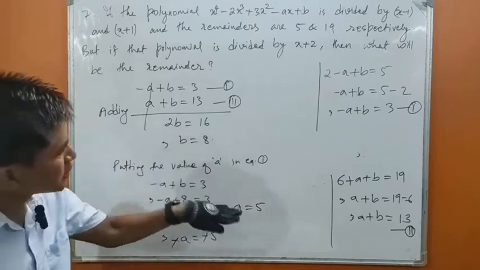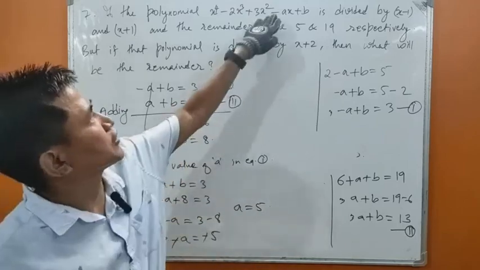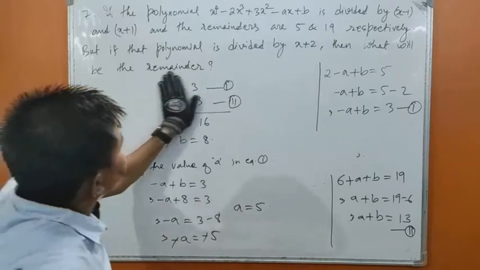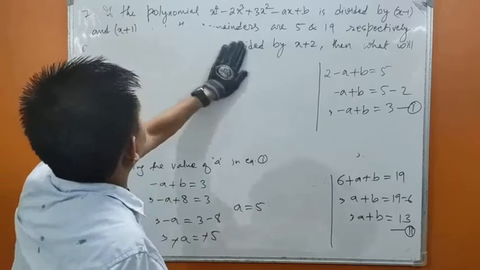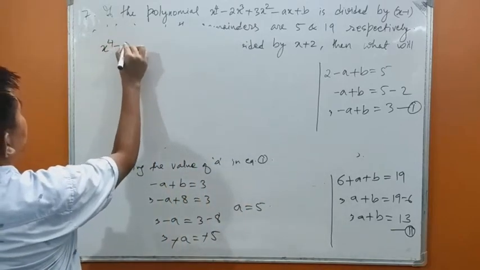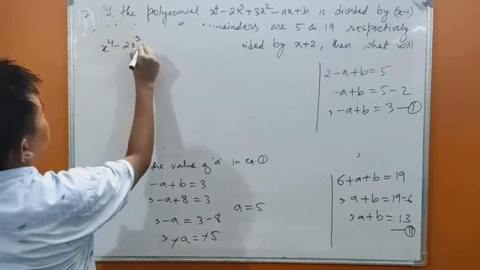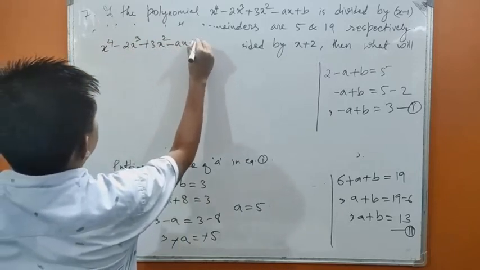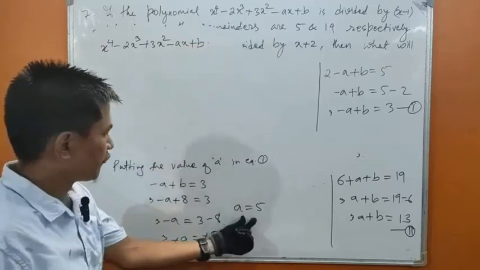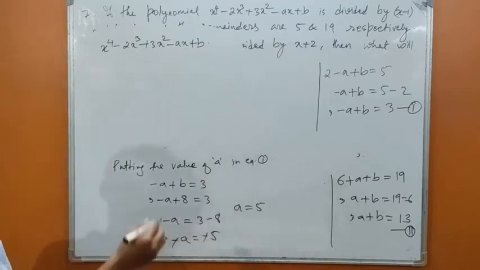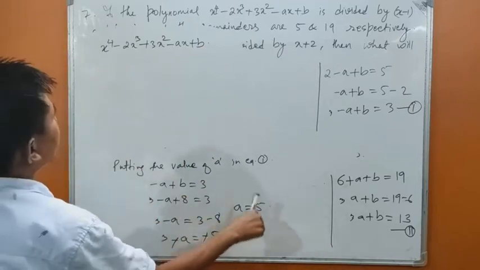Now let us put this value of a and b in this expression. Let me erase this. Take the screenshot of this. We have the expression x to the power 4 minus 2x cube plus 3x square minus ax plus b, isn't it? So we put the value of a and b. What was the value of b? Value of b was 8, and value of a is 5.